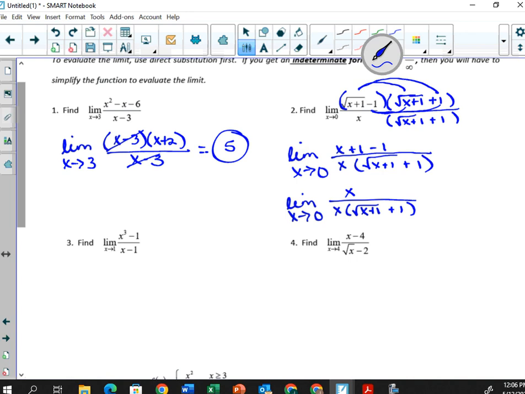Can I cancel anything? Yes. Cancel the x's. What is left in the numerator, even though I canceled the x's? Can I now plug the 0 in? Yeah. 0 plus 1 is 1, but it's still 1 over 2. So it's 1/2. Do you see it? All right.